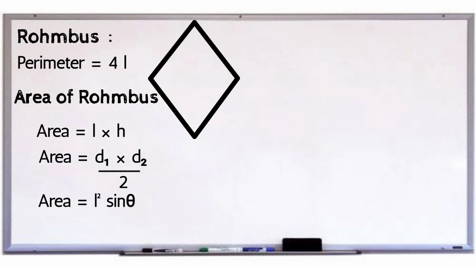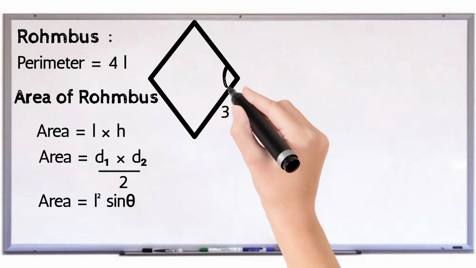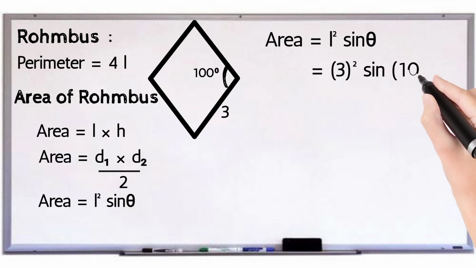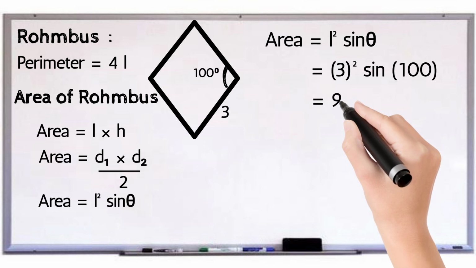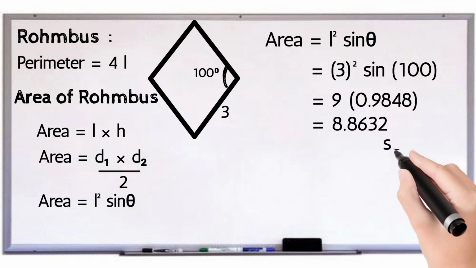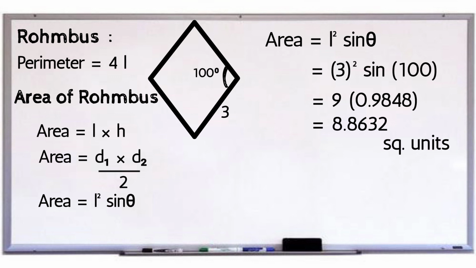Now have a look at an example. Consider a rhombus whose sides is 3 units and one angle is 100 degree. Then area is equal to L square sine of theta. Substituting the values, we have 3 square sine of 100. 3 square is equal to 9 and sine 100 gives 0.9848. Now 9 times 0.9848 gives 8.8632 square units. Square units means if length is in meters, then meter squares. If length is in centimeter, then centimeter square.